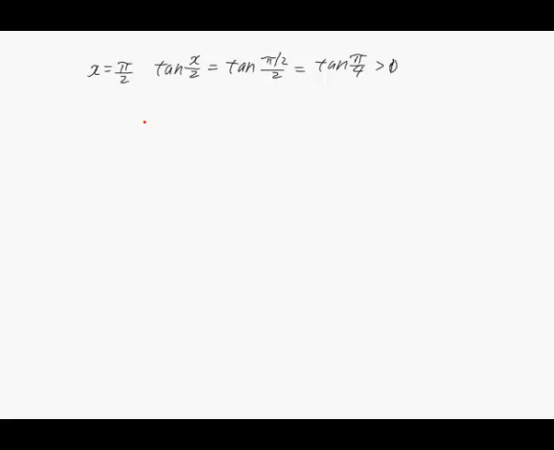So then how about the sine x, which is equal to sine half pi? This guy is equal to 1, so positive, right? So in this case, tangent half x and sine x definitely have the same sign, right? Now let's look at another example, another value of x. Let x be 7 pi over 2.